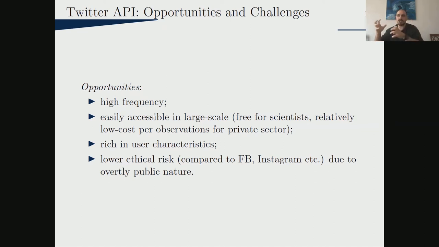And it is massively rich in user characteristics. But we will talk about that. It has loads of user characteristics, but remember, they are unstructured. And finally, it poses a lower ethical risk in some sense compared to Facebook or Instagram, where people are more likely to express personal and other kinds of information that you wouldn't want to be in the public domain. Whereas for Twitter, because the nature of the social network is so overtly public, I have, as a researcher, fewer ethical concerns when dealing with Twitter data than I do, for example, with Facebook data.